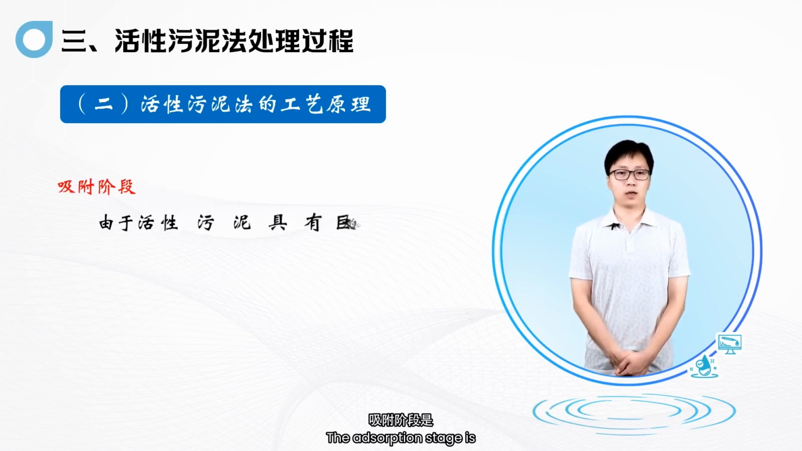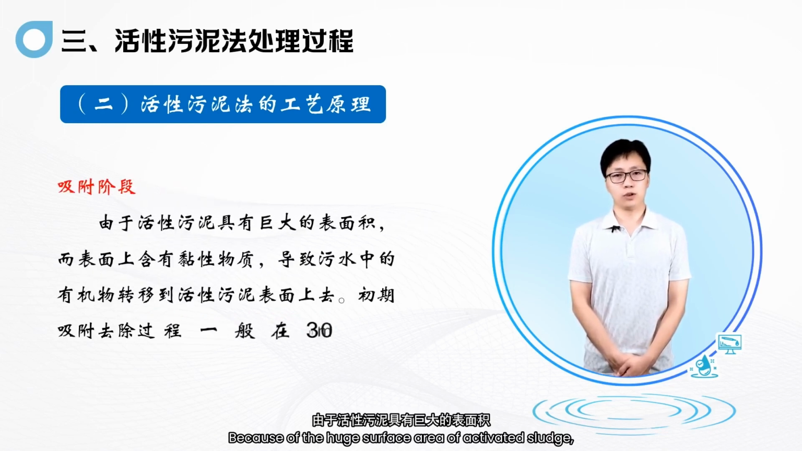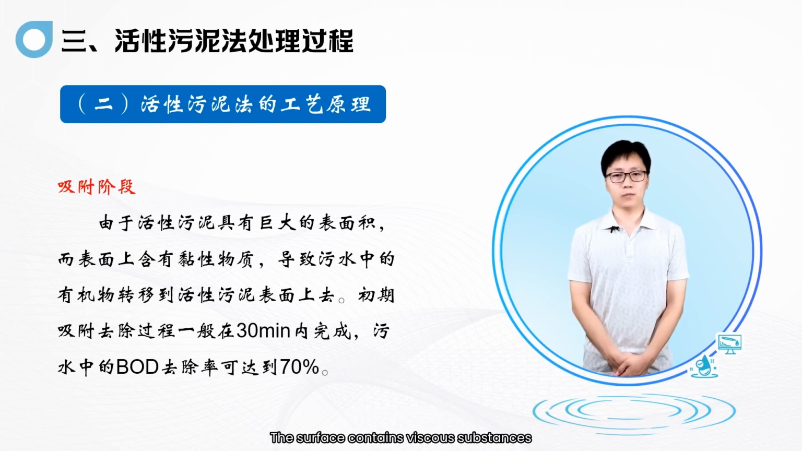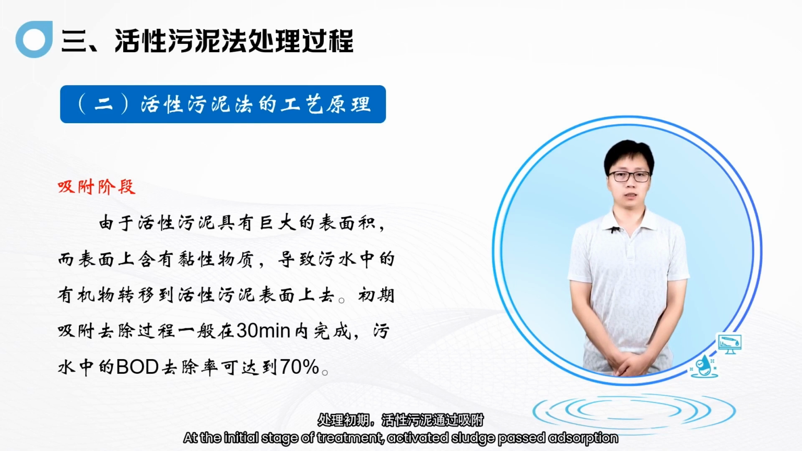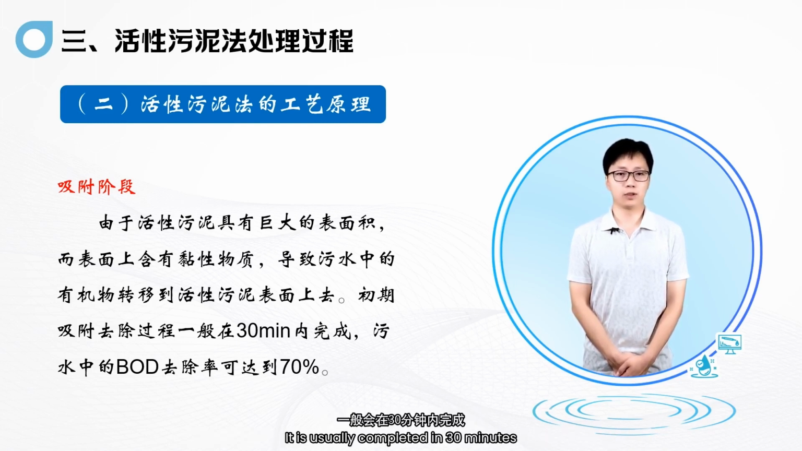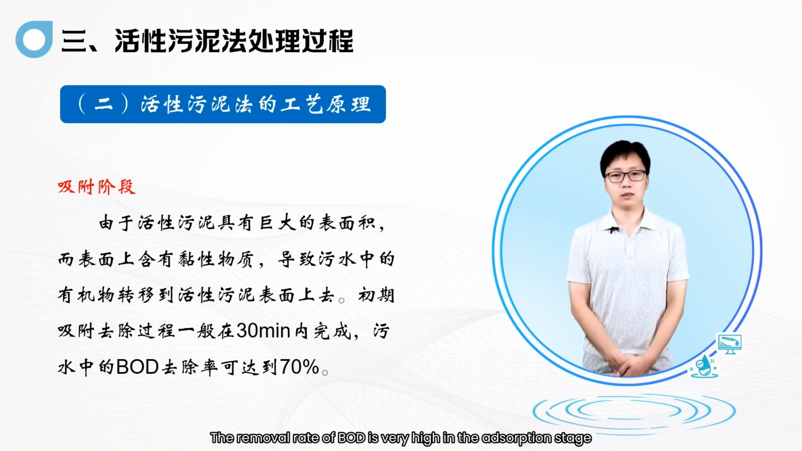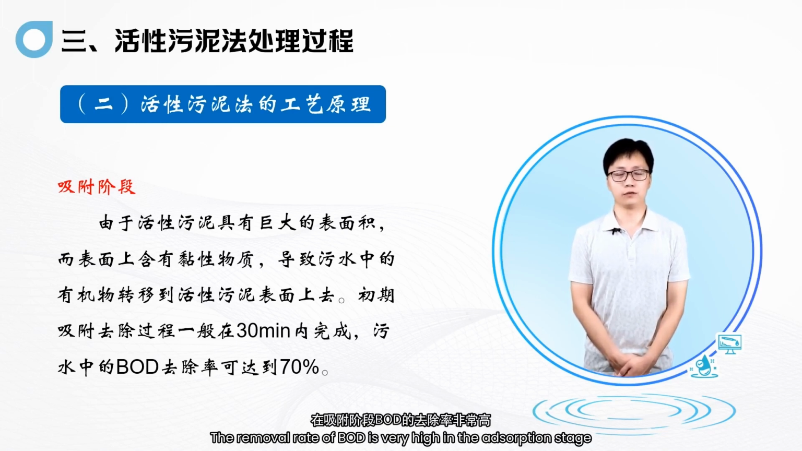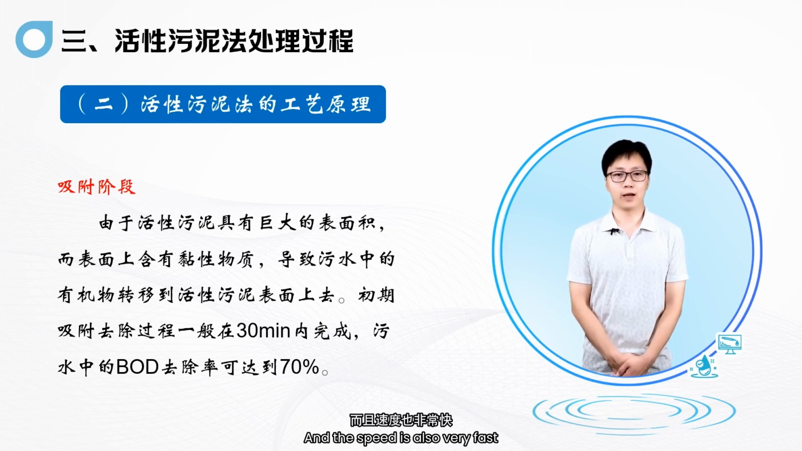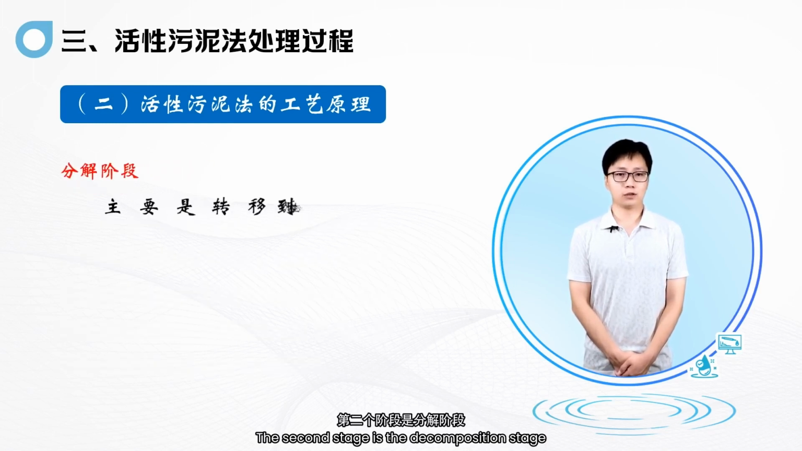The adsorption stage is because of the huge surface area of activated sludge, whose surface contains viscous substances, resulting in organic matter in sewage being transferred to the surface of the activated sludge. At the initial stage of treatment, activated sludge adsorption is usually completed in 30 minutes. The removal rate of BOD in sewage can reach 70%. You can see the removal rate of BOD is very high in the adsorption stage, and the speed is also very fast. The second stage is the decomposition stage.